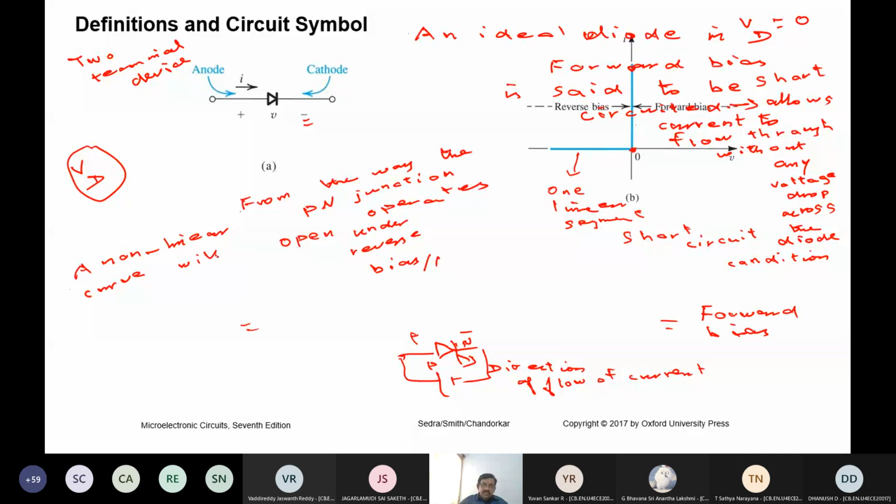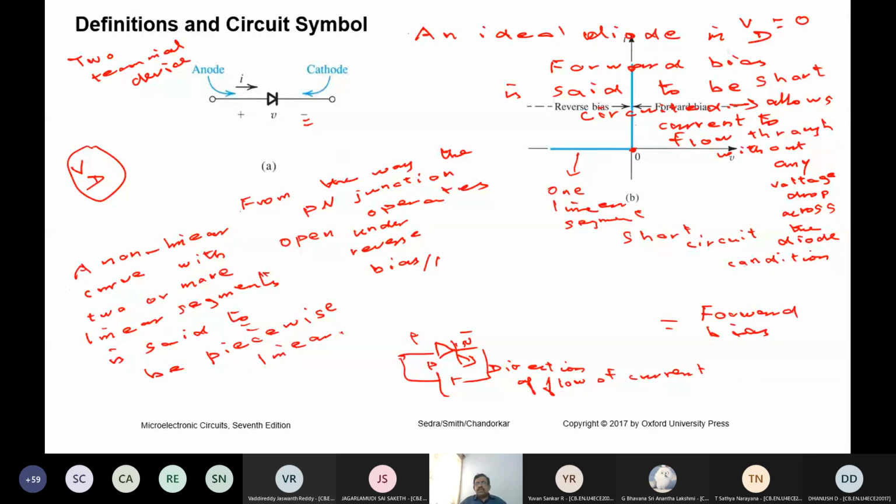A non-linear curve with two or more linear segments is said to be piecewise linear.